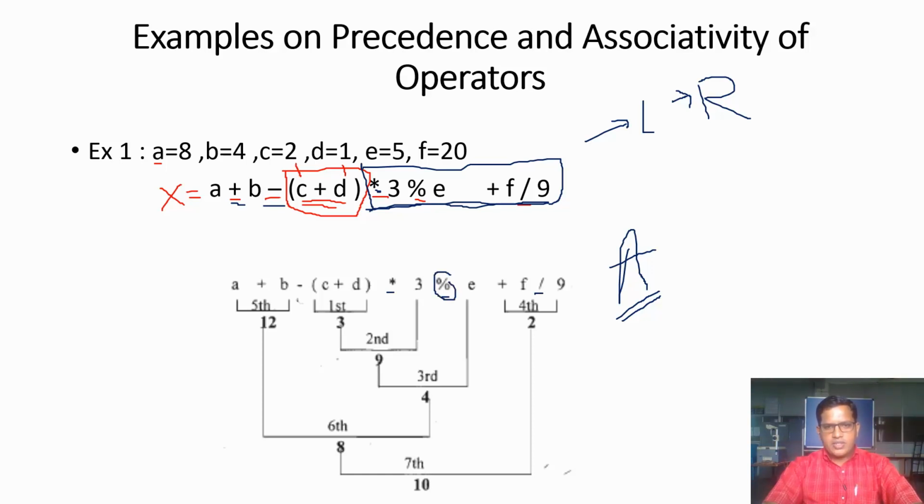So that is the third step, and now in the fourth step it is going to deal with the divide operation. So F is divided by 9. This is the fourth operation that is done.